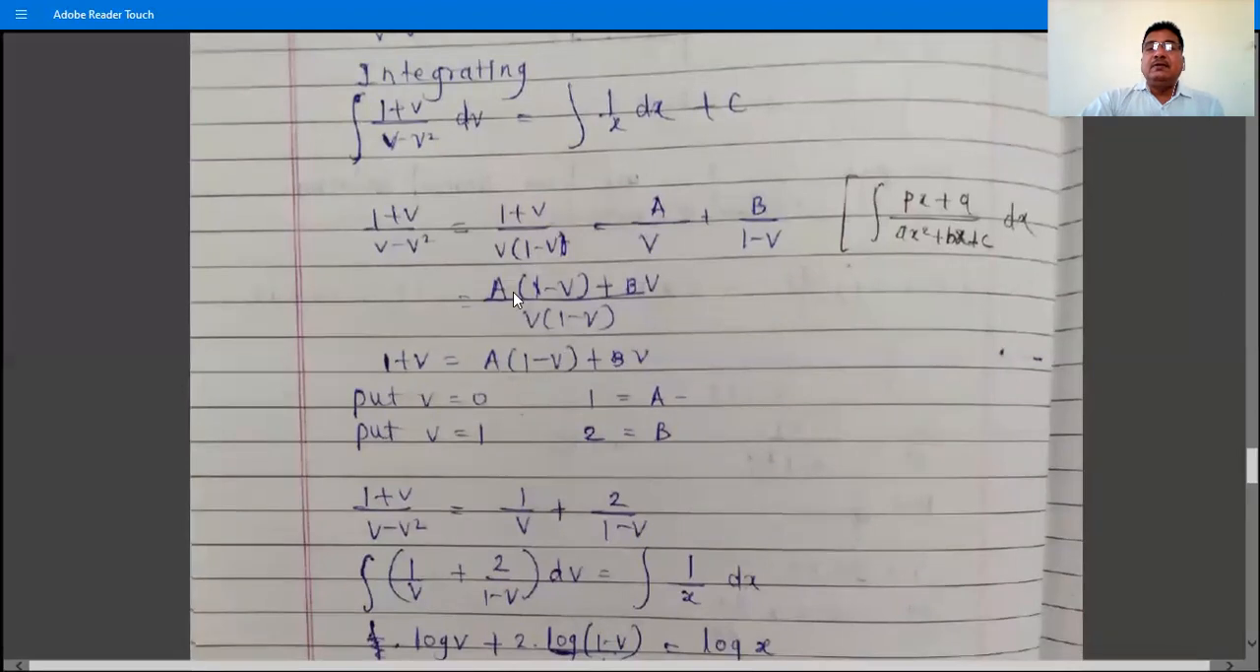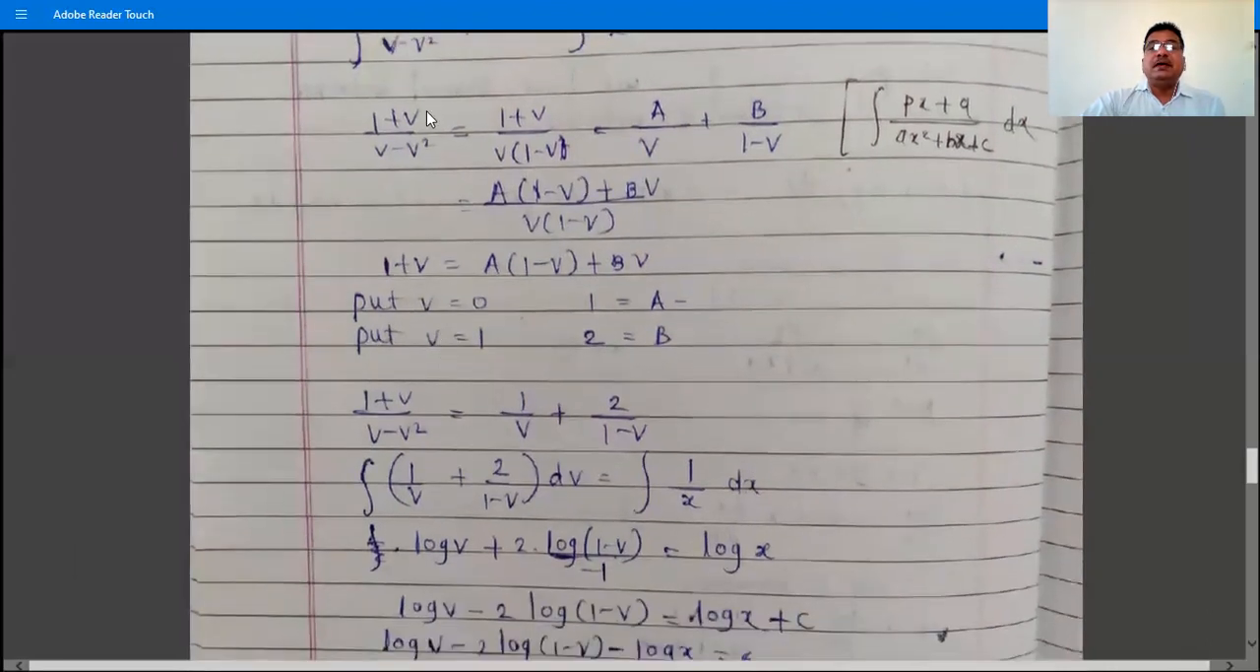And then a into 1 minus v plus b into v is the numerator, and v into 1 minus v is the LCM. Then we have the equation 1 plus v is equal to a(1 minus v) plus bv. This is the equation. Then substitute the roots of this v into 1 minus v.